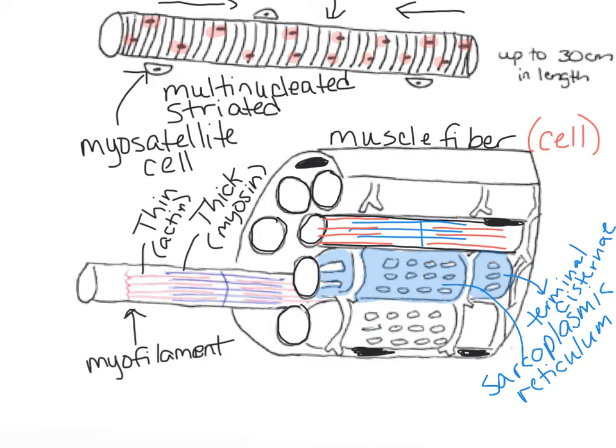Terminal cisternae. So the terminal cisternae stores calcium. And we need calcium in order for that myofilament to shorten. So we need calcium in order for the whole muscle to shorten. So it stores calcium in there like 100 times, 200 times what you would normally find in the extracellular fluid. A lot of calcium gets stored in the terminal cisternae.